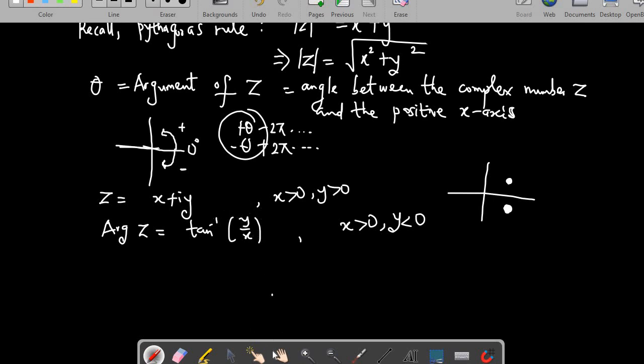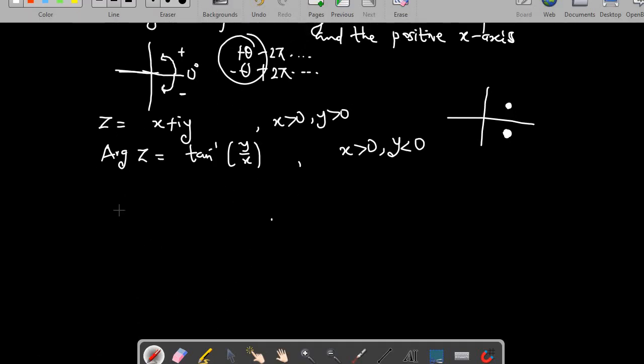But there are two exceptions. If your complex number z, x plus iy, is in the second or third quadrant, for the second quadrant, x is less than 0 and y is greater than 0, this part here. That is, the complex number here has a negative x and a positive y.